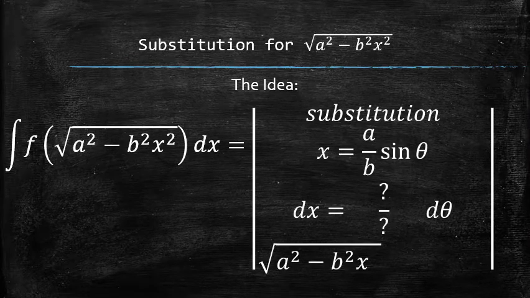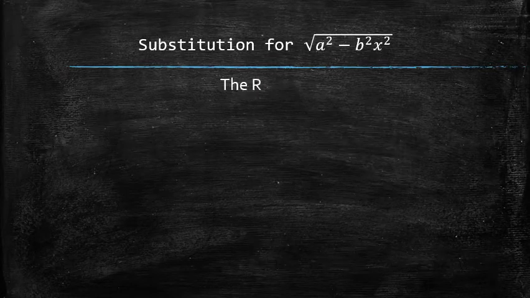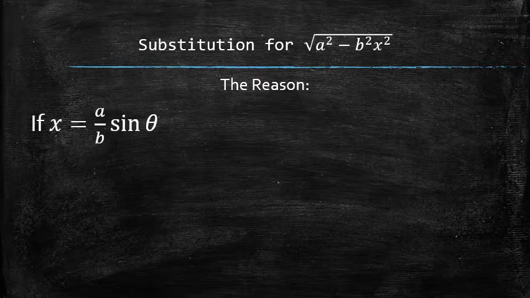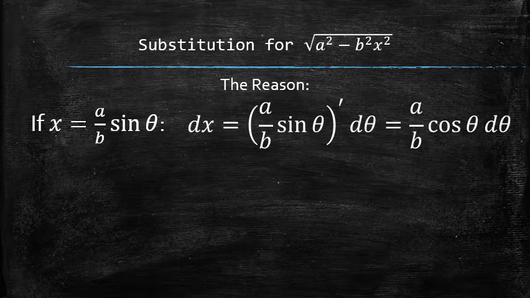So theta being a new variable means we have to find dx in terms of d theta and replace every appearance of x with theta. The reason why such substitution may work is that when x is equal to a over b sine theta, the differential of x is simply a over b times the cosine of theta, d theta.